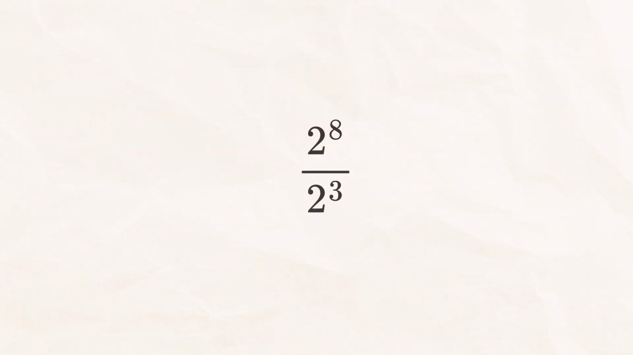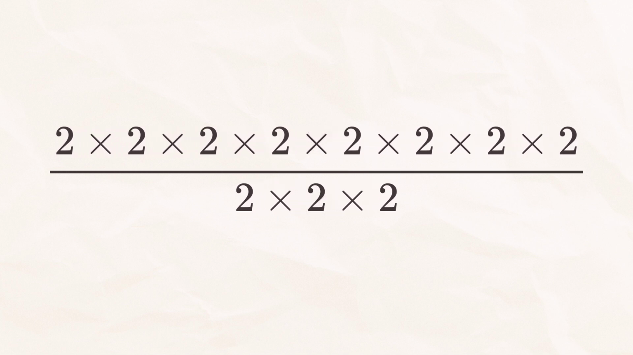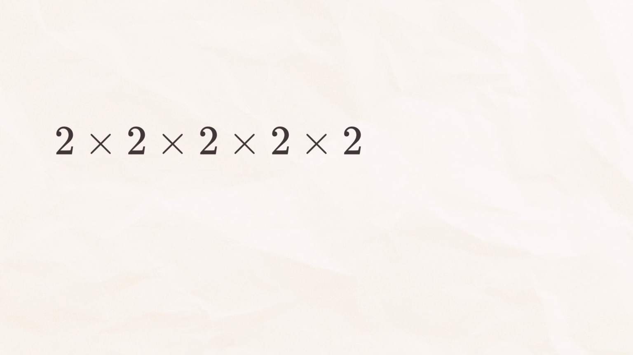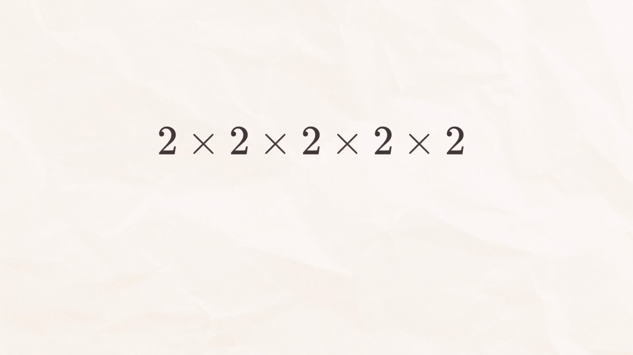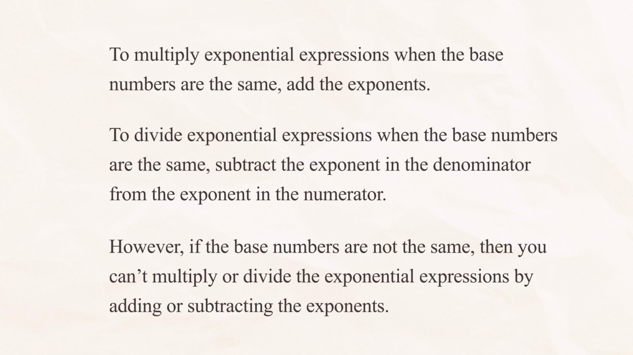To understand why this works, let's expand this expression. Using algebra, the 3 2's on the bottom cancel out 3 of the 2's on top, leaving us with 5 2's on the top, or 2 to the fifth power. Piece of cake, right? And that's how you can multiply or divide exponential expressions with the same base.